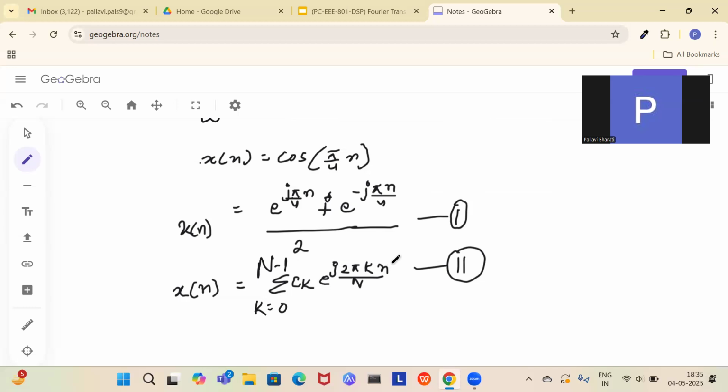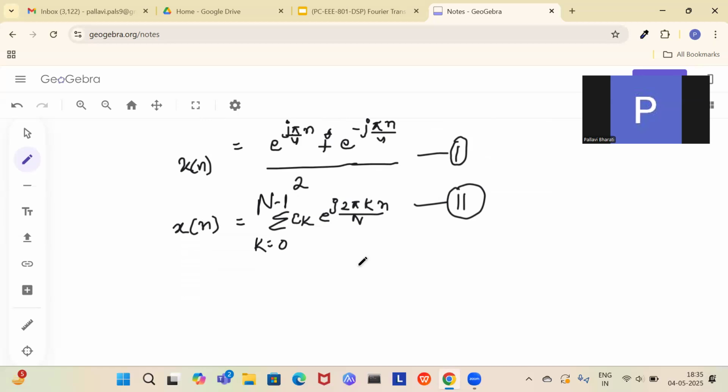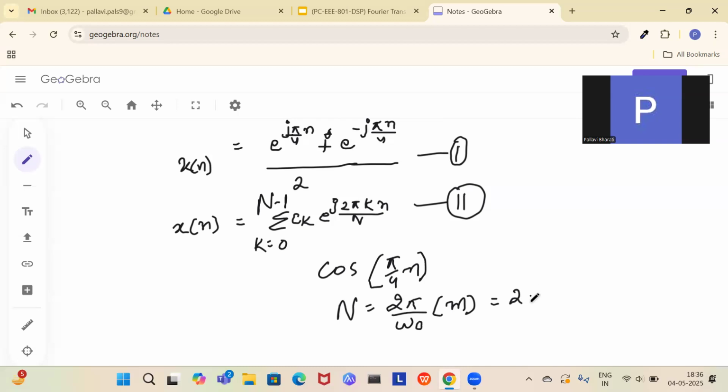First of all, we need to understand what the time period for this signal is. The signal was given as cos(pi by 4 n). The fundamental time period is given by N equal to 2 pi by omega naught into m. This is how we find the time period for discrete time signals. So omega naught in this case is pi by 4. Now this pi gets cancelled, it is 8 m. The smallest value of m that makes this an integer is m equals 1. So our N is equal to 8.